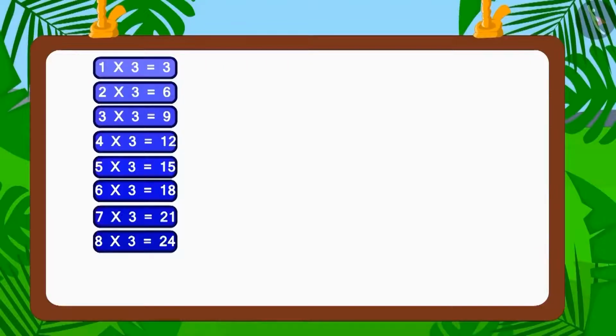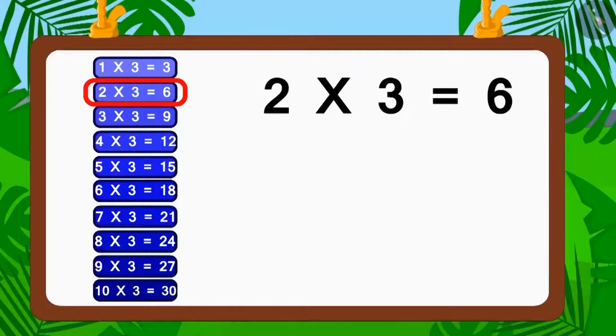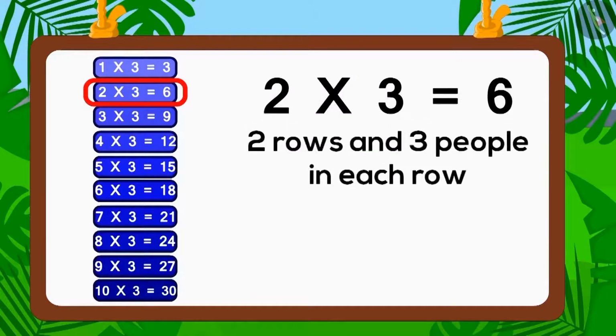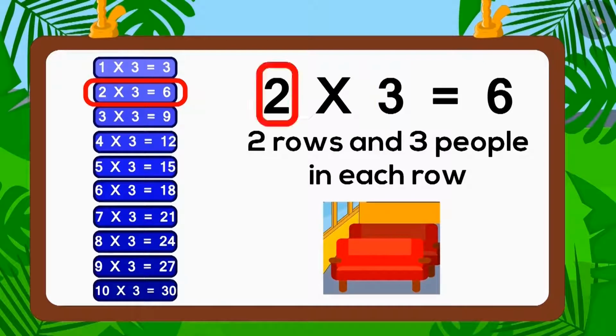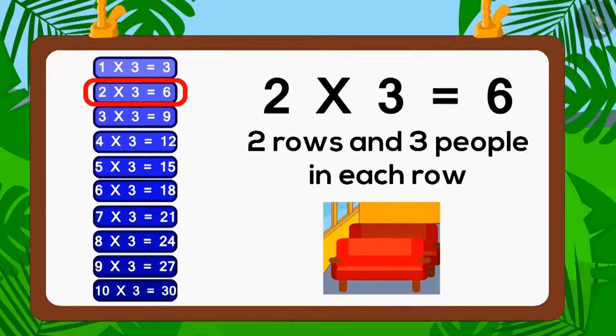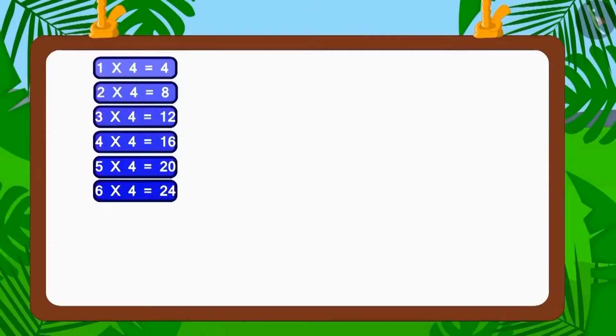Does the number 6 appear in the table of 3? 2 multiplied by 3 is 6. Therefore, 3 is a factor of 6. So, if 3 people sit in each of 2 rows, how many people in total would be sitting on the bus? 6. Now, let's check the table of 4.